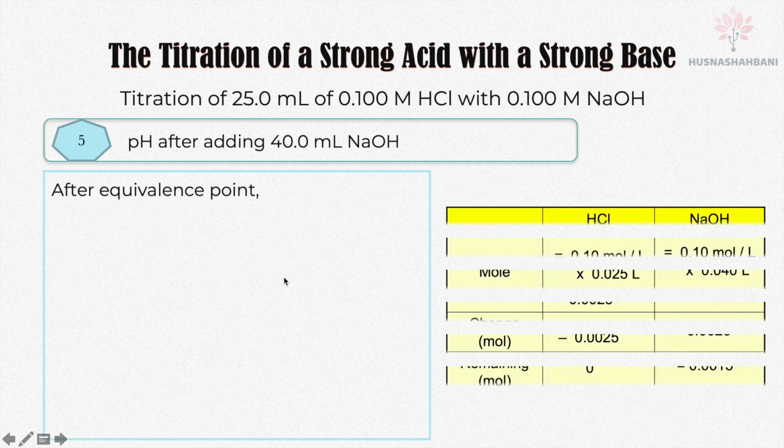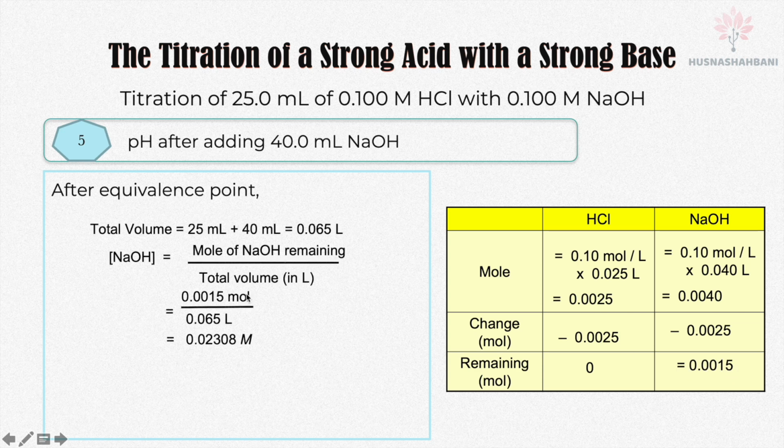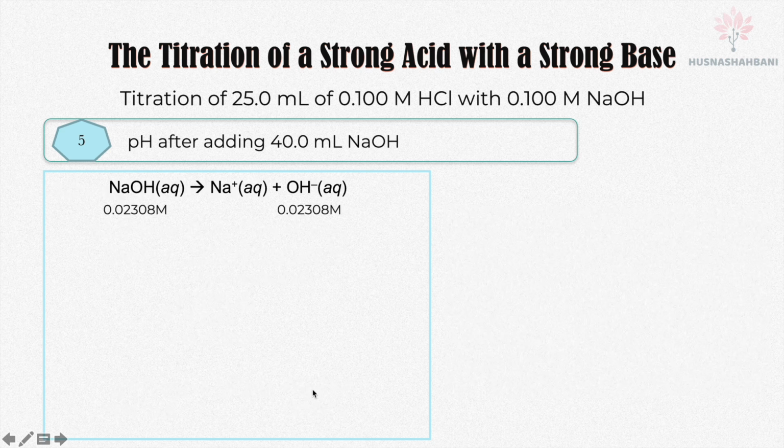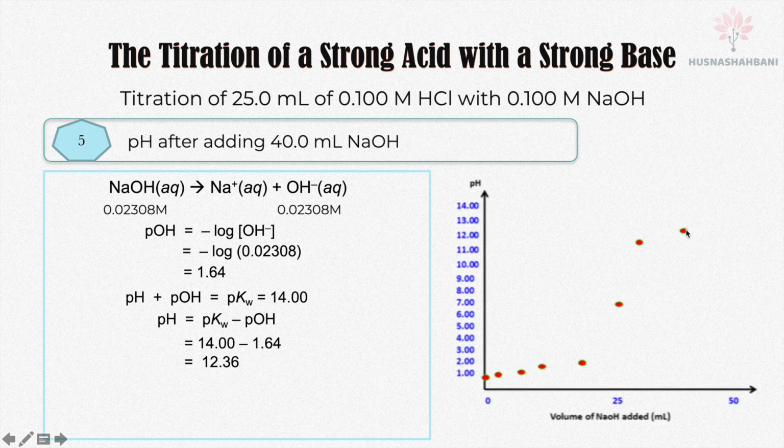Next, we add more NaOH and calculate the same as before: number of mole of HCl and NaOH and get the remaining number of mole. Calculate the new concentration of NaOH and we have the new concentration of OH-. Put into the pOH formula and 14 minus pOH equals pH 12.36, and you plot at 40 ml of NaOH you get 12.36 pH.